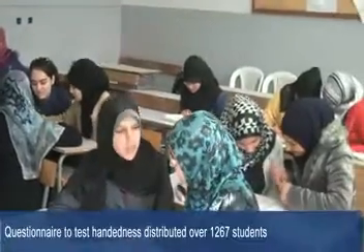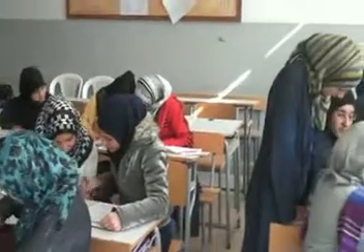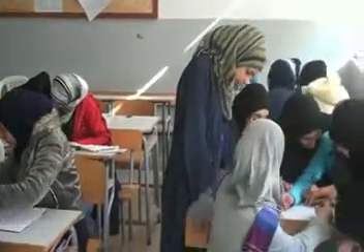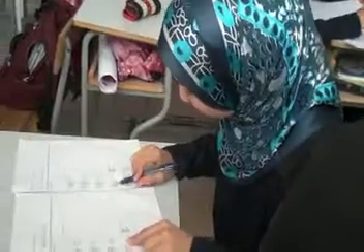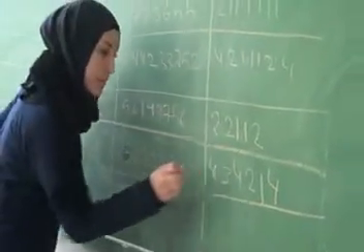In order to validate this hypothesis, we are going to make a survey on the students in order to test their handedness. After that, we are going to make an experiment in order to test their dominance. We made a questionnaire to test handedness. We distributed it over 1,267 students. We asked them a few questions about which hand they prefer to use while performing certain tasks. And then we collected the results.